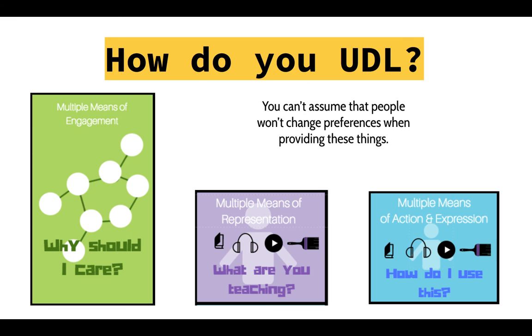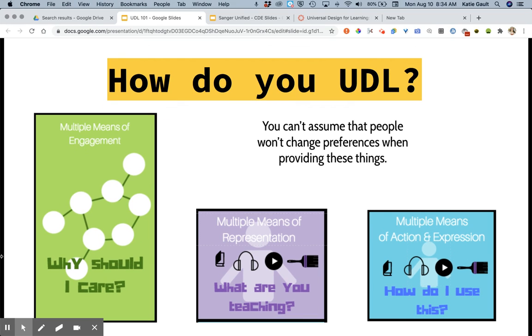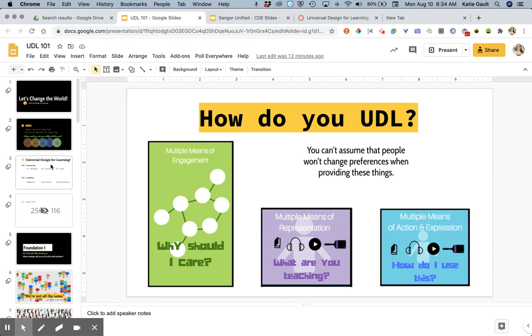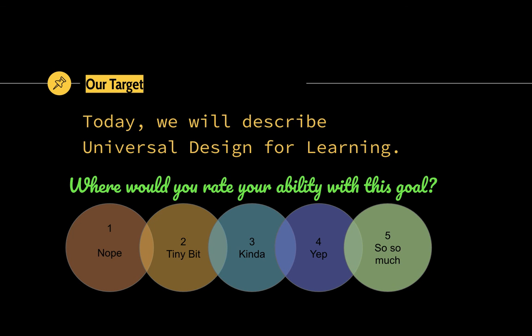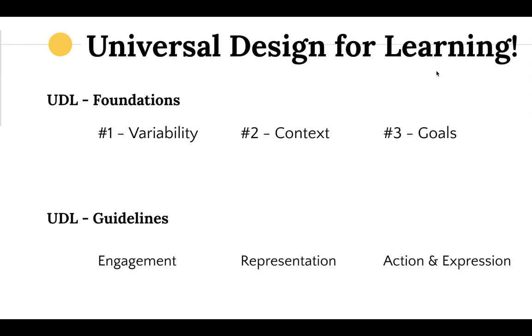Now, how do we do UDL? That's going to be the subject of the next video. So think through where you stand with our initial goal right now, and I'll pull up the slide again, of where you stand with how you could describe Universal Design for Learning. Right now, we've just covered the foundations. And again, those foundational beliefs are variability, context, and goals. In the next video, we'll talk about the guidelines. Thank you.